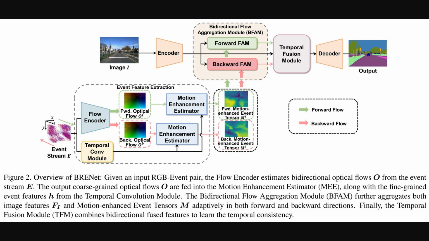Alright, this diagram gives us the big picture of their entire system, called BRENet, which stands for Bidirectional RGB-Event Semantic Segmentation Network. It takes the regular camera image and the event stream. The event stream is processed to create those motion-enhanced event tensors we discussed, now in forward and backward directions. These, with image features, go to the Bidirectional Flow Aggregation Module, or BFAM, which merges image and event data using signal frequencies. Next, the Temporal Fusion Module, or TFM, further refines this, ensuring good spatial alignment using deformable convolutions before producing the final segmented output.